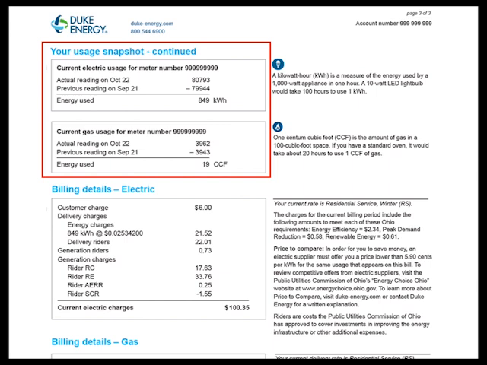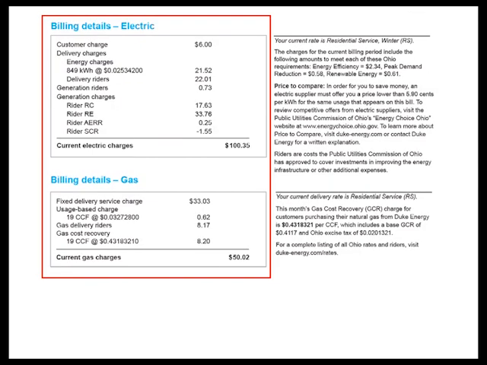The Usage Snapshot section at the top of the page shows your current and previous month meter readings. This is what is used to calculate how much energy you use each month. The billing details section provides a detailed overview of your natural gas and electric charges.